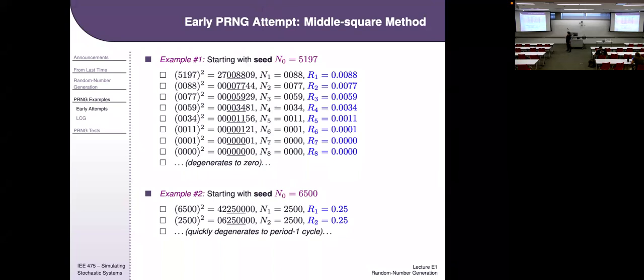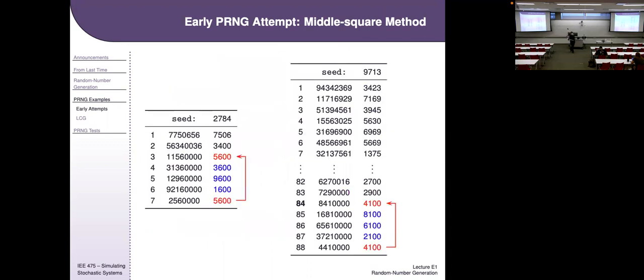Other problems is that you can degenerate to other short cycles very quickly. So if I do 6500, I square that, I get a bigger number that has 2500 in the middle, I square that, I still get 2500 in the middle, I square that, I still get 2500 in the middle, and so on. So now I'm stuck and I only get 0.25. So I kind of violate uniformity and independence here. Here, I violate uniformity, technically not independence, I guess. But neither one of these are good examples here.